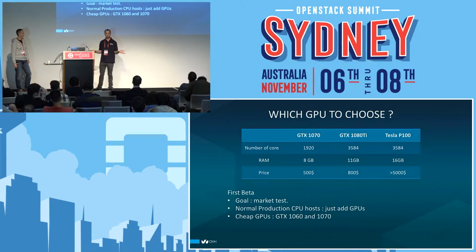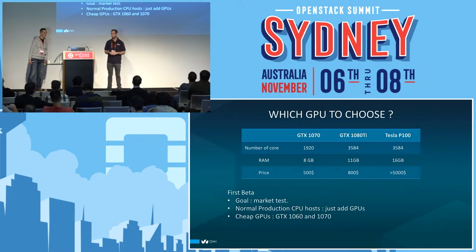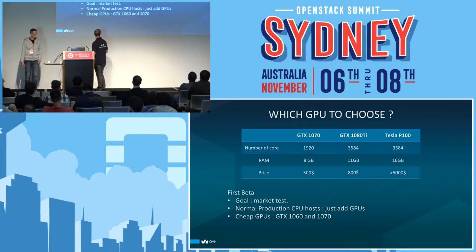But our goal at the beginning was to test the market, because everyone is speaking about GPU, but more or less nobody is using it. So it's a very specific market. So it was the first thing, to test it. So what we have done is to take some current range CPUs that we are already proposing to our customers, and put some GPU in them. So we start with the cheapest one, the 1060. And 1070.